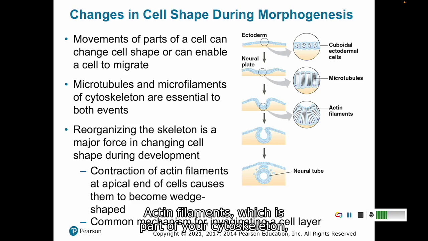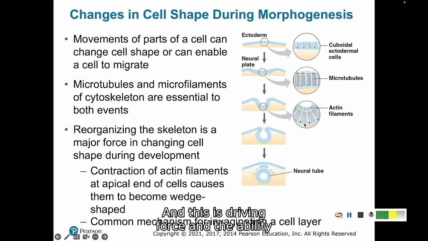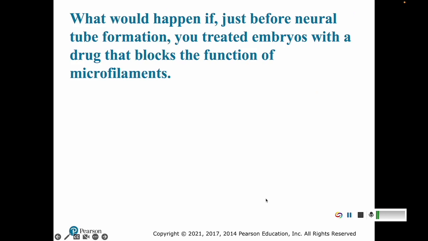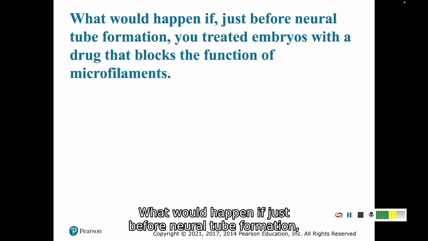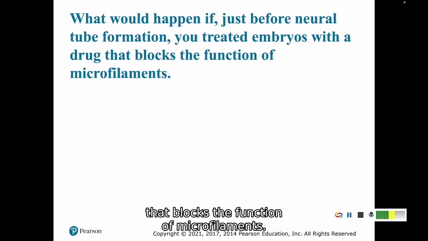Actin filaments, which are part of your cytoskeleton, are able to contract or kind of tighten up, and that causes them to become wedge-shaped. And this is the driving force in the ability of invaginating a cell layer. Okay, what would happen if just before neural tube formation, you treated embryos with a drug that blocks the function of microfilaments?